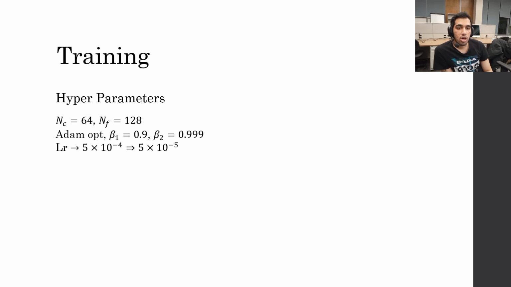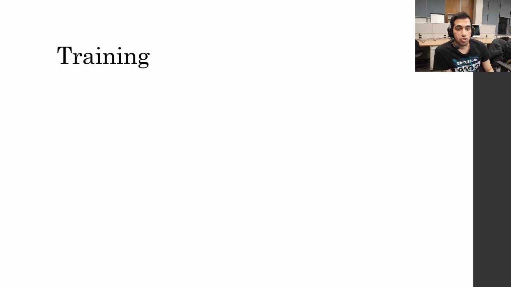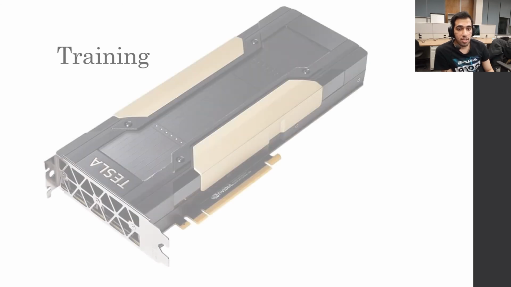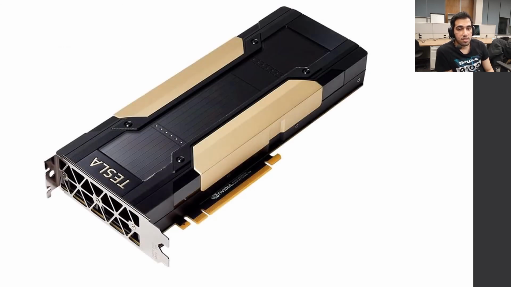Other than that, they trained their network with the Adam optimizer with the default hyperparameters, and they used weight decay for the learning rate, using the exponential method. They trained their model for one to two days on a Tesla V100 GPU.